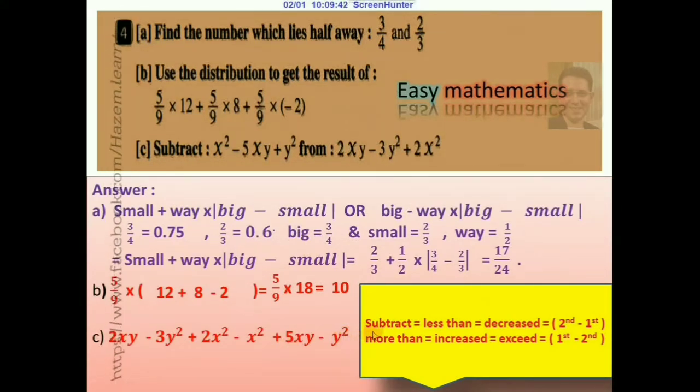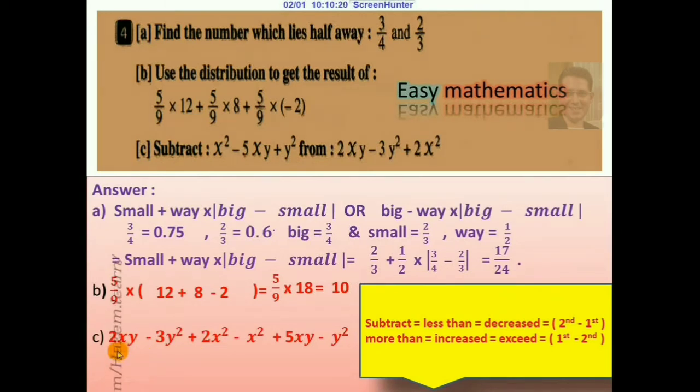In case he says subtract, less than, decreased, we must start with the second one minus the first. It means we keep the second as it is and change all signs of the first algebraic expression. But if he says more than, increased, exceed, we must start with the first one and keep it as it is and change all signs of the second algebraic expression. Okay, let's complete our exercise, and by doing the same previous steps, we search for the like terms and make the same sign above each two like terms.